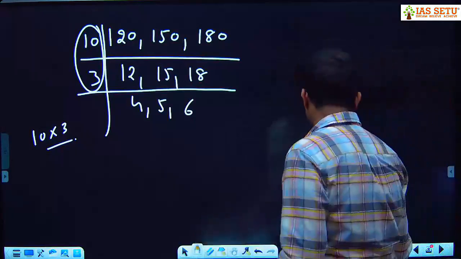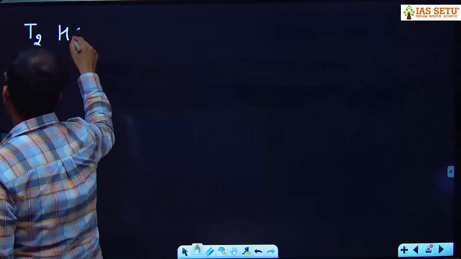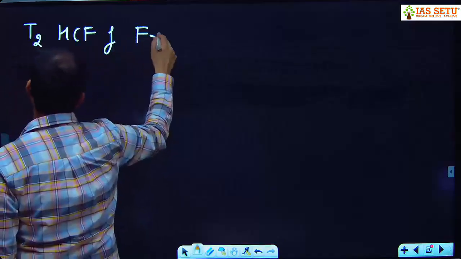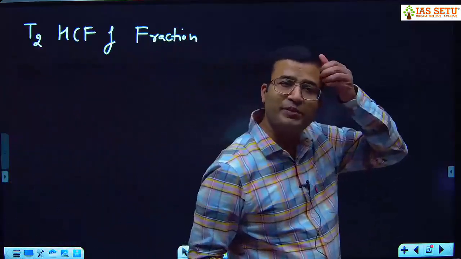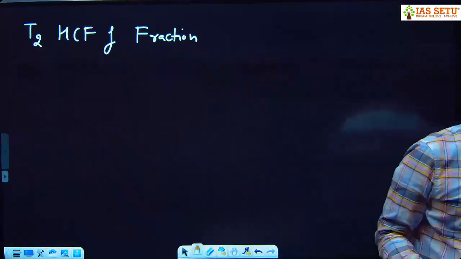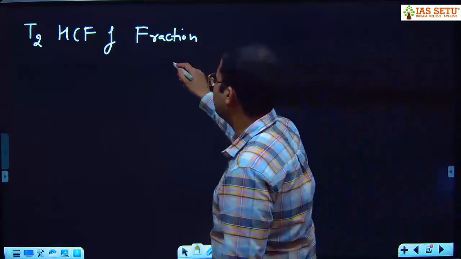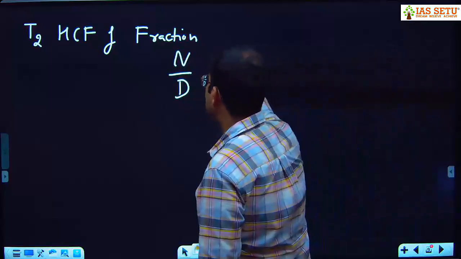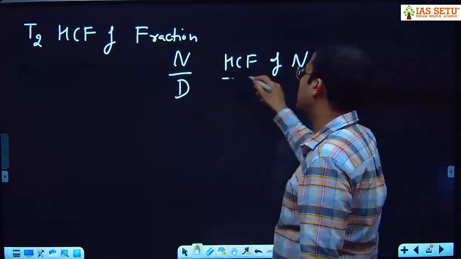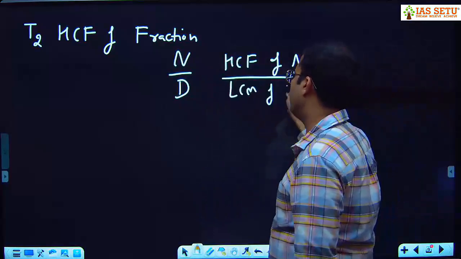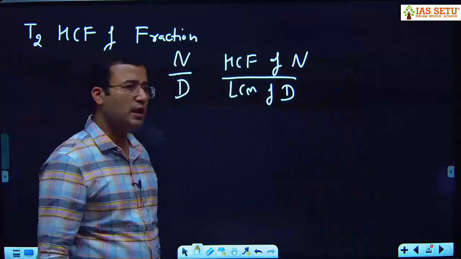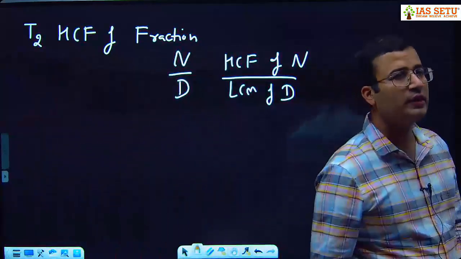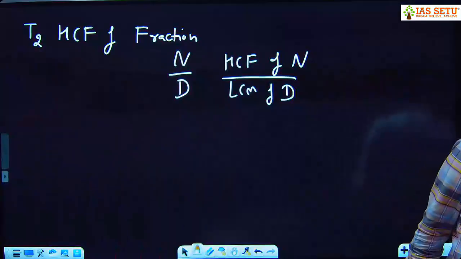Now next is type 2, HCF of fractions. Yesterday I told you in a fraction question, the first rule is we have to simplify. तो अगर fraction है पहले तो उनको simplify करना है. And what is our formula? If it is numerator by denominator, तो HCF जो पूछेगा वो HCF of numerator और उल्टा हो जाएगा LCM of denominator. First we will simplify the fraction, then we have to find the HCF of the numerators and the LCM of the denominators, and we get our answer.